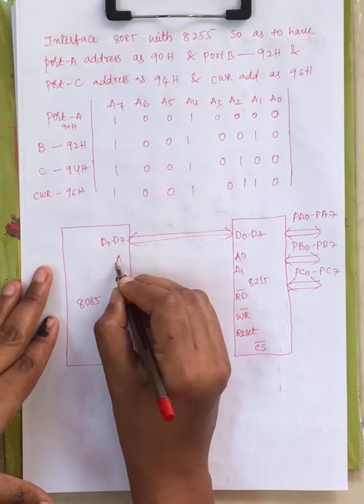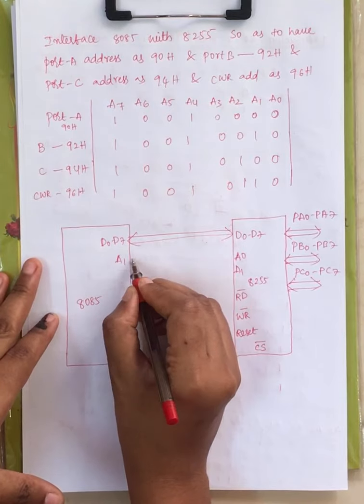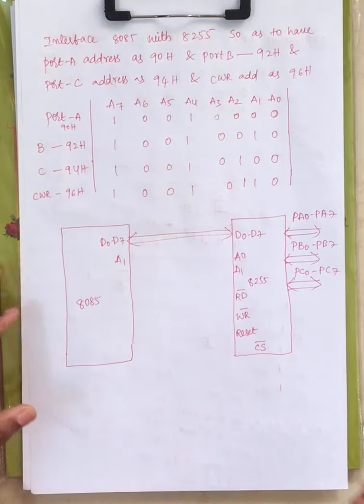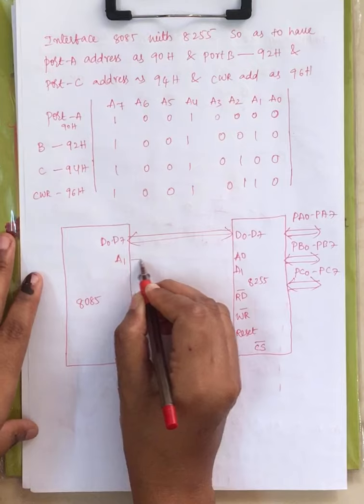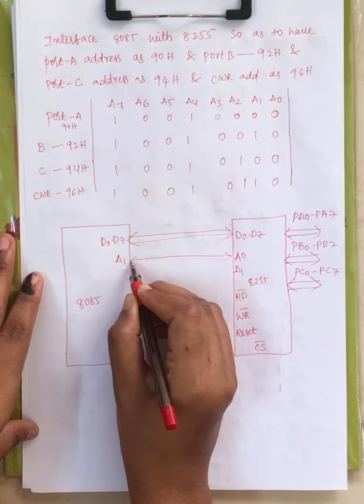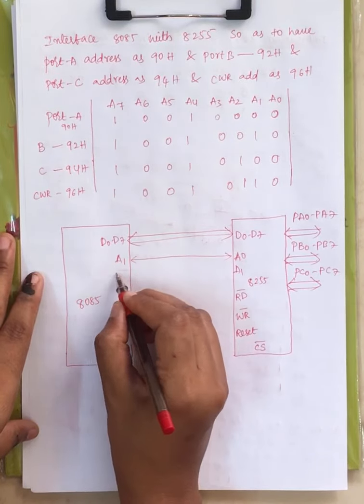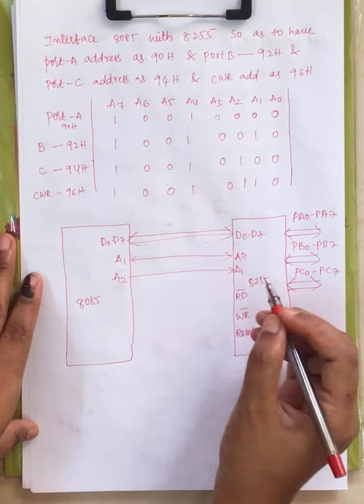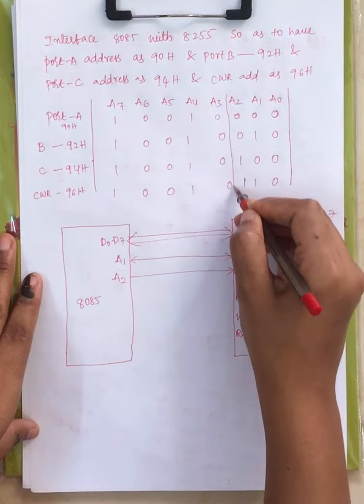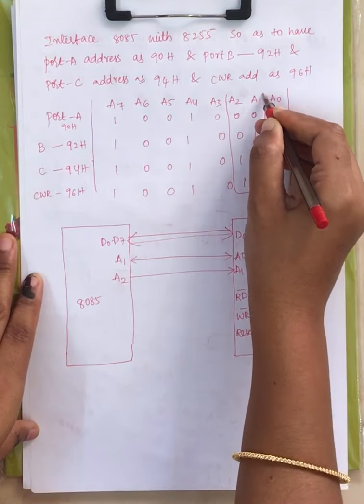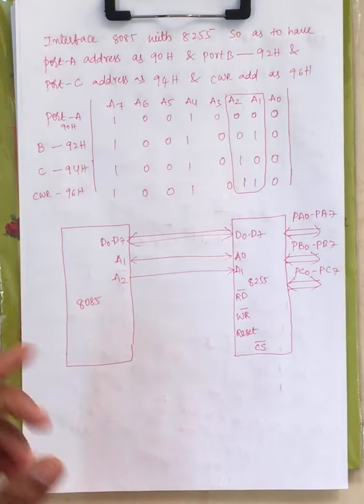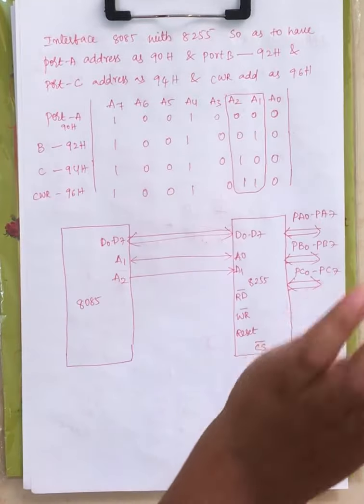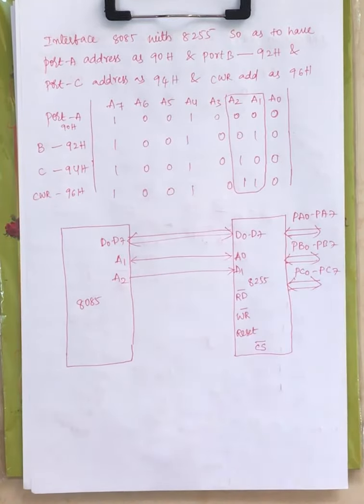A1 is connected to A0 of 8255, and A2 is connected to A1 of 8255. This variation is there, right? It indicates 0 0 for port A, 0 1 for port B, 1 0 for port C, and 1 1 for the control word register.